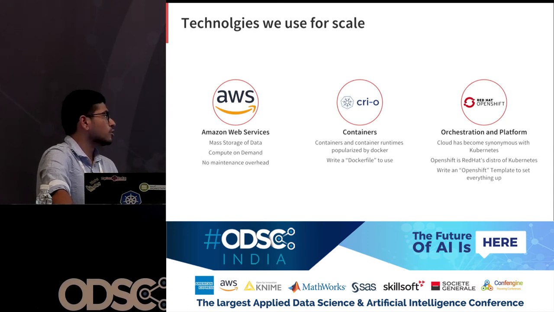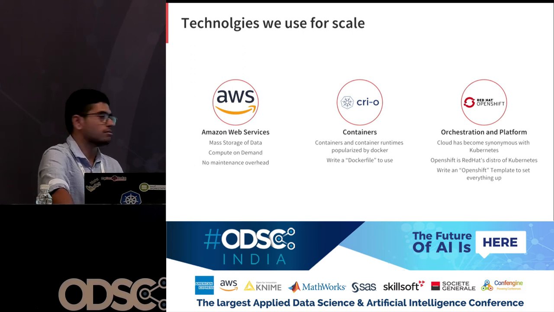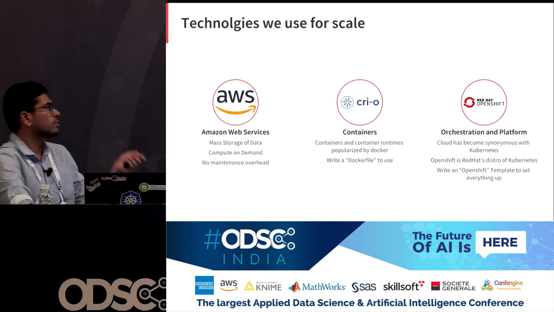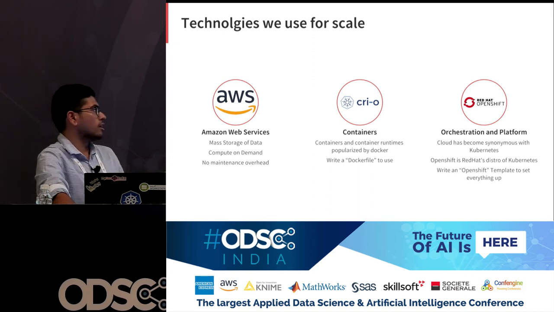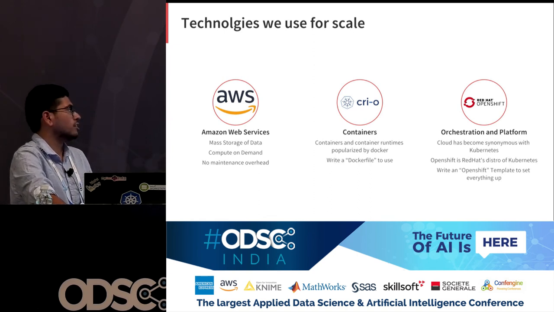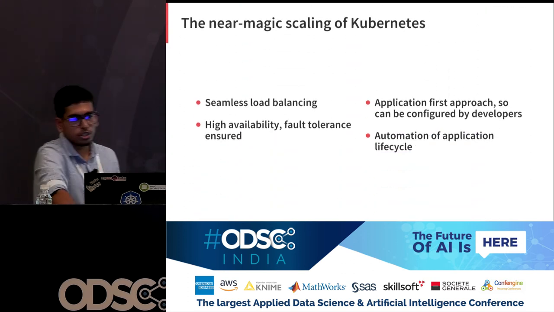And of course, containers. Containers are something most people popularly know as Docker, but Docker is not the only kind of container in this world right now. There is this entire Open Containers Initiative, and there is a specification. There are other tools as well, which you can actually use to build containers. So inside Kubernetes and OpenShift right now, CRI-O is the container runtime of choice.